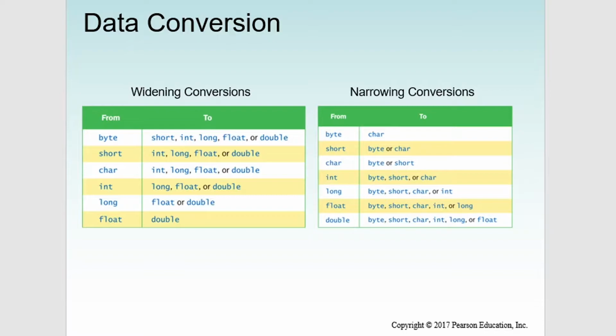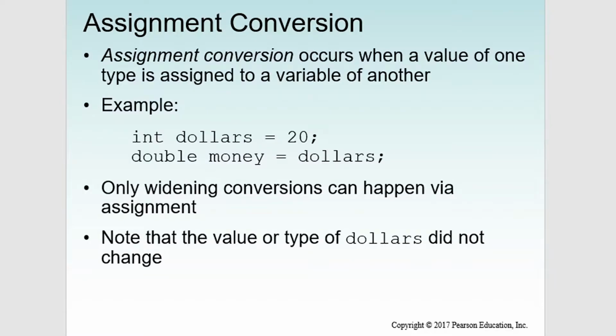So the idea is whenever you widen something, it's safe because you're going from a smaller data type to a bigger data type. But whenever you narrow something, it's not safe because you're going from a bigger data type to a smaller data type. Assignment conversions occur when a value of one type is assigned to a variable of another.